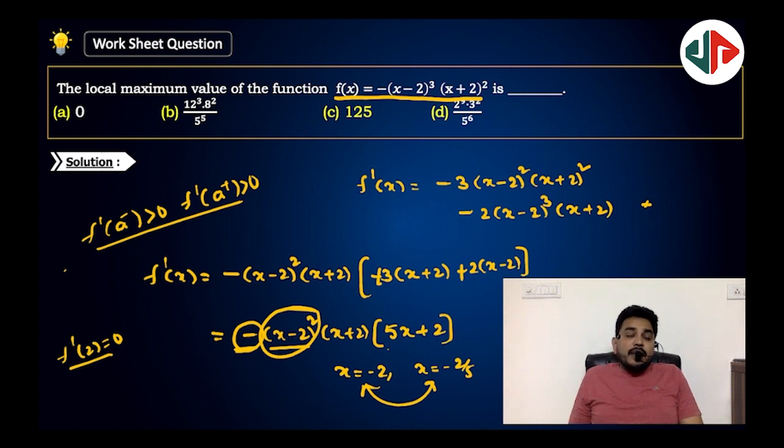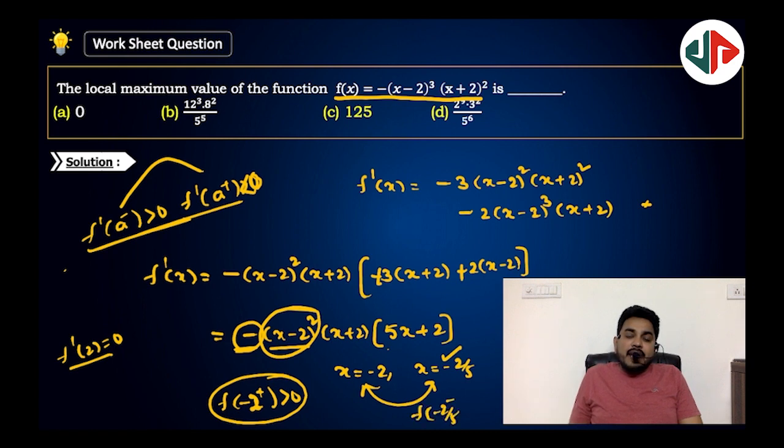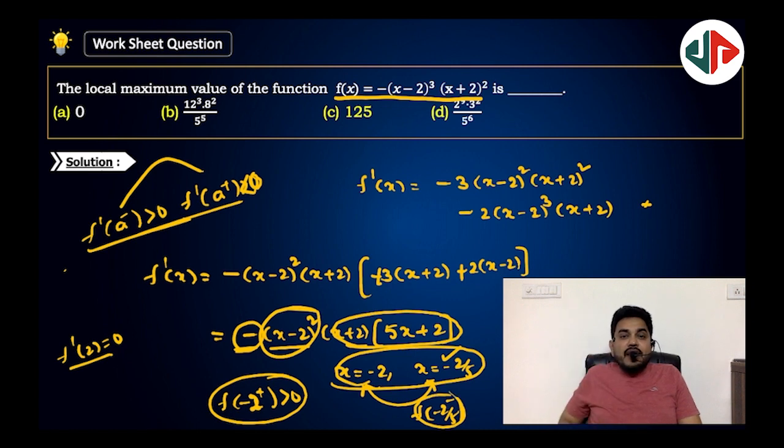Okay, so what happened here? F dash of minus 2 plus is positive. I want the maximum, which means it is increasing then decreasing, so it should be less than. So not at this point, because f dash of minus 2 by 5 minus, inside this one is negative, negative into negative is positive. So at x is equal to minus 2 by 5, you substitute minus 2 by 5. If I substitute, what will happen? This value will be negative, this value will be positive, negative of negative, positive will be there.